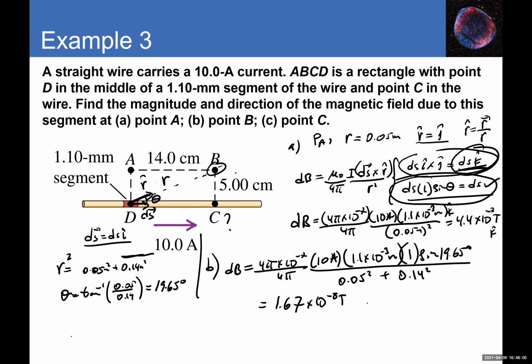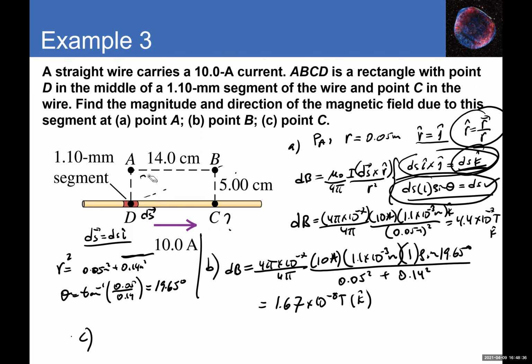The only thing here is, I don't get the direction right away. If I used the other method, I would have gotten the direction right away. Here, I don't get the direction, but I can use the right-hand rule, where I can see that anywhere above this wire, the magnetic field is coming out of the page. So it will be in a k hat direction. Okay, so that's part B, which is finding the magnetic field at point B. The last one is, what is the magnetic field at point C?